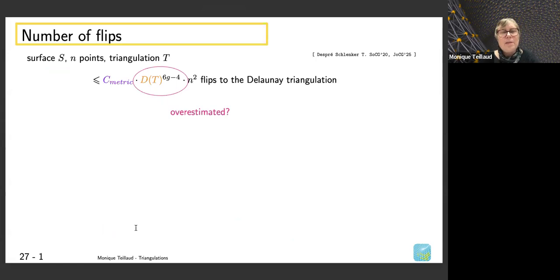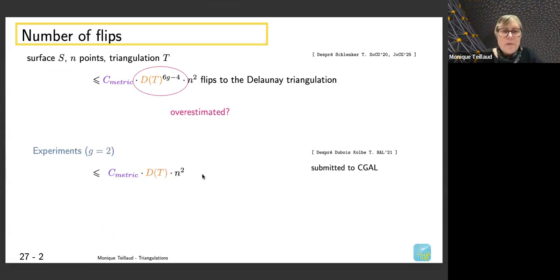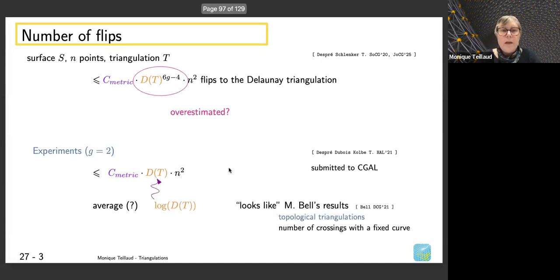And so the experiments, what do they say? So this was a theoretical result. And so with this genus 2, we actually observe that the complexity is linear in terms of the diameter. And on the average, it looks like being logarithmic. So it reminds us of some results by Mark Bell, who was studying similar things, but on topological triangulations. So maybe there is a real link to be found. It's not completely clear. In any case, the code is under review for CGAL. So we'll have flips on hyperbolic triangulations, triangulations of surfaces, soon in CGAL.